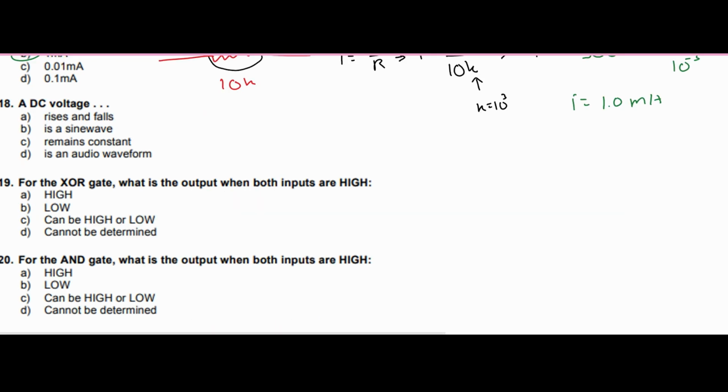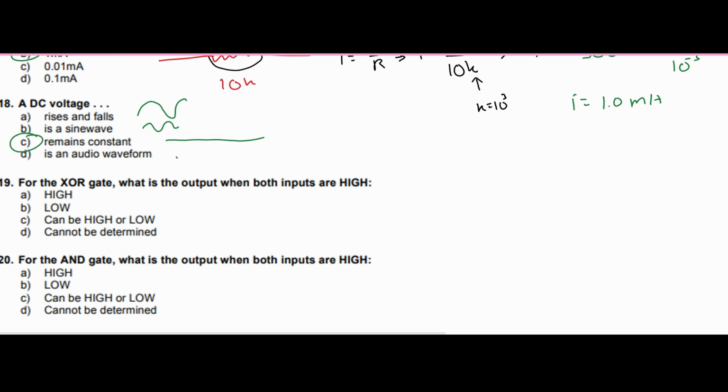18, we are asked about a DC voltage. What is it? A DC voltage is just a constant voltage. It's constant like this. It does not rise and fall. It's not sinusoidal, and it is not an audio waveform. So it's constant and it's C.